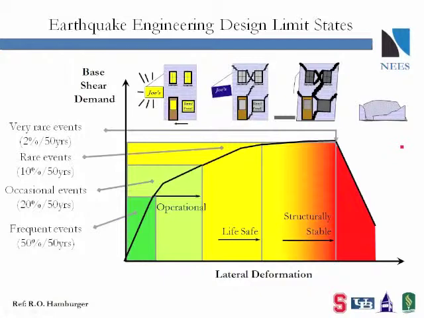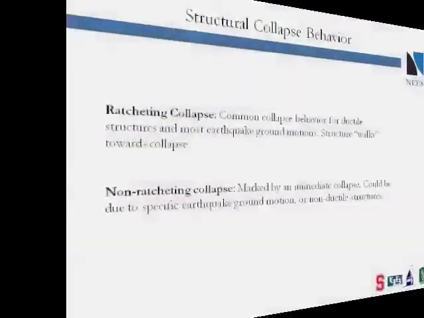If we consider the earthquake engineering design limit states that are typically associated with performance-based earthquake engineering, we see that the structural collapse limit state is the most severe. Operational, life safety, and structural stability are also shown on the slide and are commonly used to describe the less severe limit states preceding collapse.